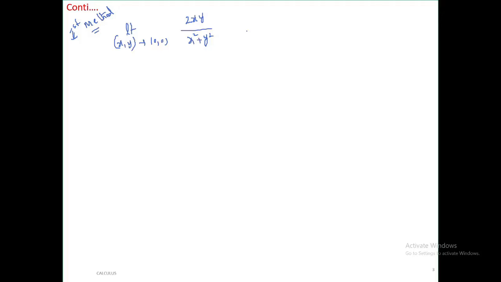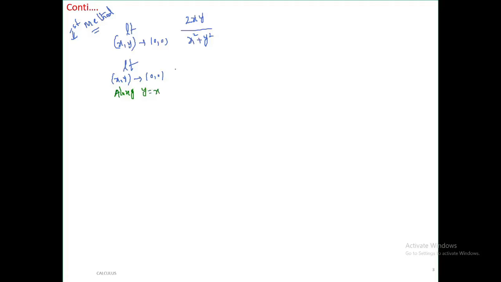Now I need to choose a proper path such that along that path, we travel to the origin 0, 0. Now I am choosing, look at it, the limit as x, y reaches the origin along the path y is equal to x. Or simply along y is equal to x, you write, no problem. Okay, let me write along y is equal to x.